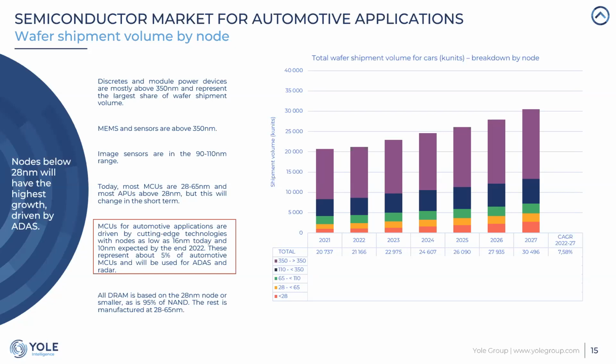Also, for memory, specifically DRAM, they are all based on the 28 nanometer node and smaller, and it's also the case for 95% of the NAND memory, the rest being on 28 to 65 nanometer nodes. It means that there will be quite an interesting opportunity for smaller node technology in the car, and it will be driven by MCU and memory.